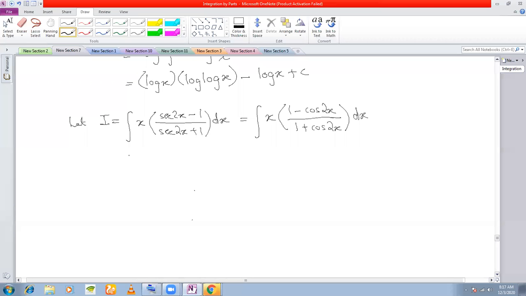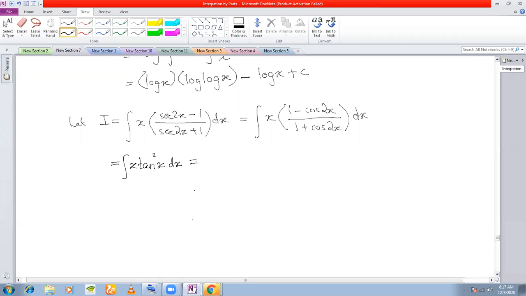The first step is converting the sec 2x to a cos 2x. So once I have converted, this can be written as x. You know that tan square theta is 1 minus cos 2 theta by 1 plus cos 2 theta. So therefore, you can write this as x tan square x dx.